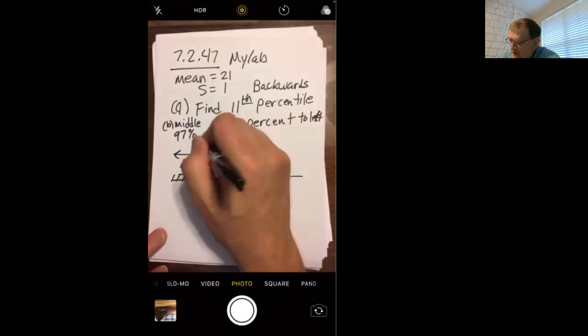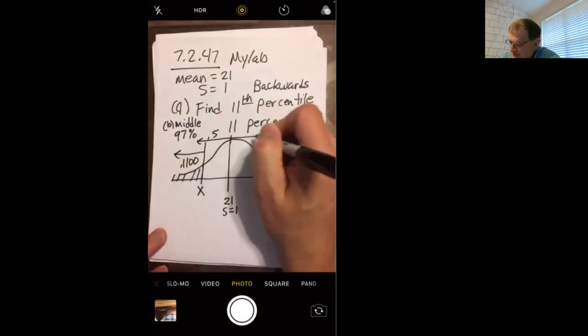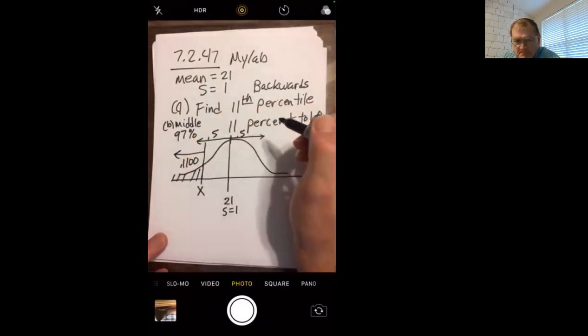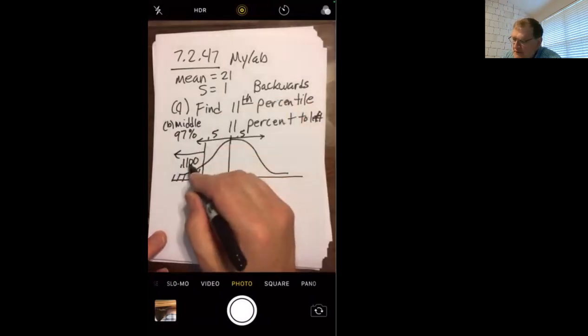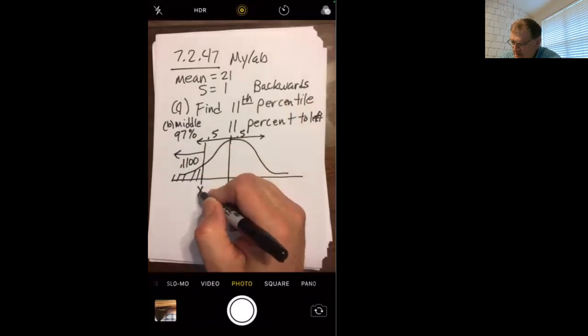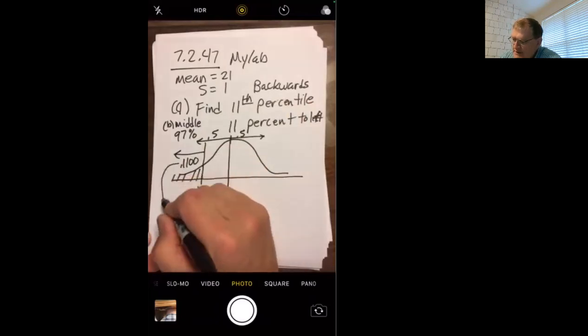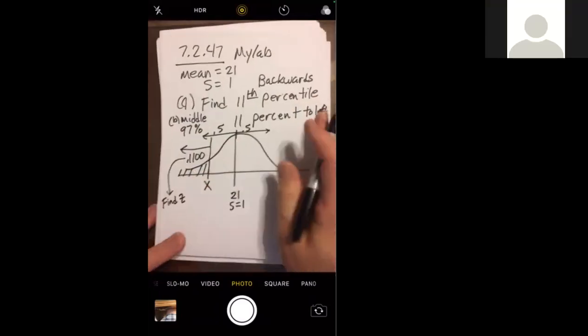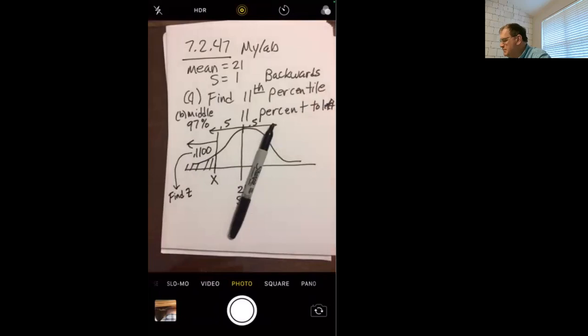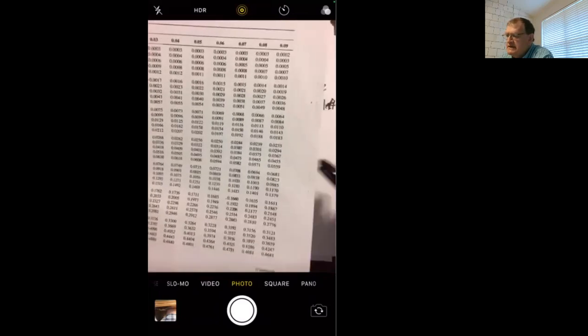Don't forget there's 0.5 to each side. I've got no direct way of getting from this to that X, but I can get from this to a Z. So I look up 0.1100 inside the table.